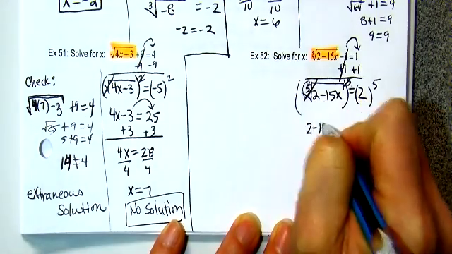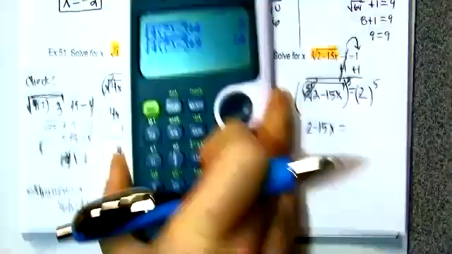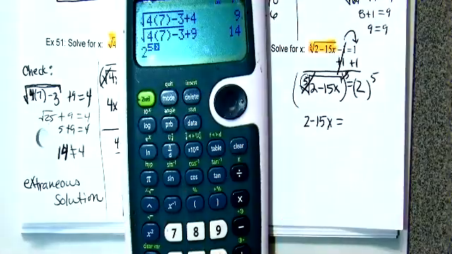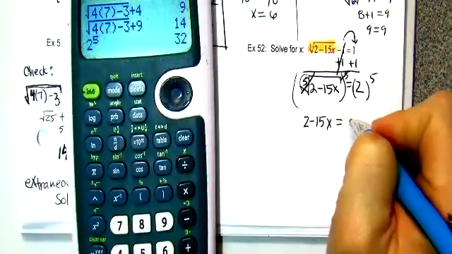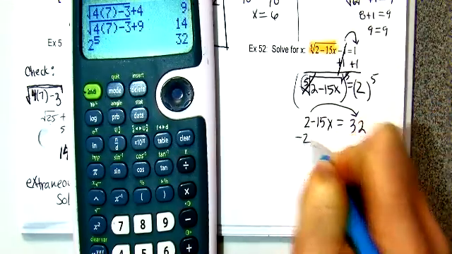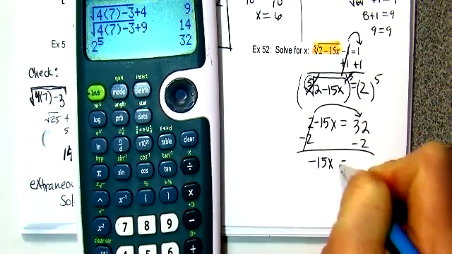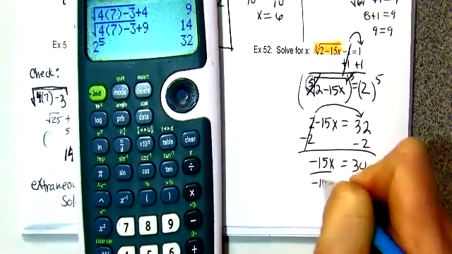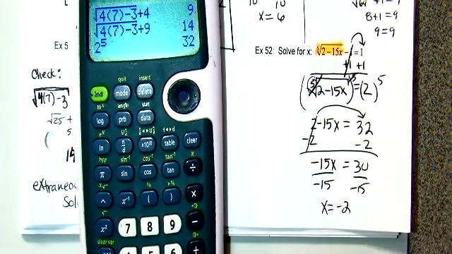So I have 2 minus 15x equals 2 to the fifth is 32, or you can plug it in and check yourself in your calculator. 2 to the fifth is 32. Then we just solve for x. So we're subtracting 2 from both sides. So we have negative 15x equals 30. Divide by negative 15 and you will get x equals negative 2.